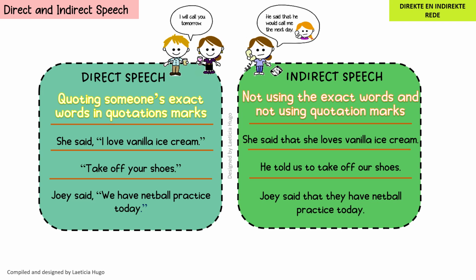And then lastly, Joey said that they have netball practice today. While she was speaking, she said, "we have netball practice." But telling this, what Joey said, to someone else, we just say, Joey said that they have netball practice today. So you'll see that "that" is usually in indirect speech, not always. If you look at the second sentence, there's not a "that". But you can always add it, saying he told us that we should take off our shoes. So there's plenty of ways to write it, but this is the most simple one.